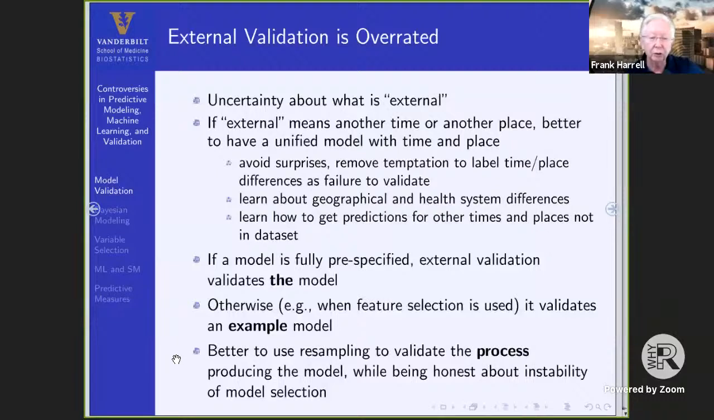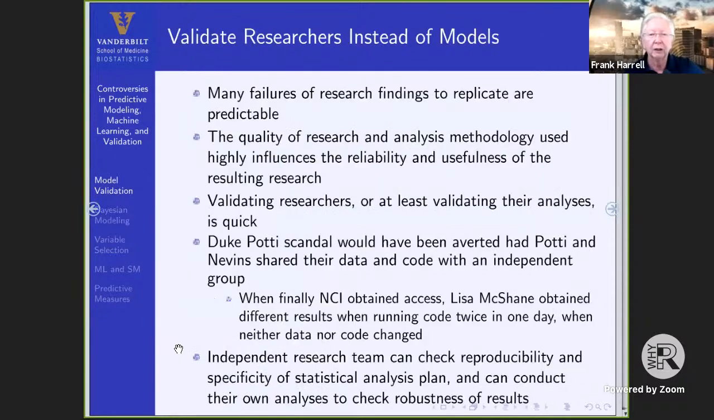Whereas if you use resampling, you're validating a process. And I think when you're doing feature selection, it's really important not to validate a single example model, but it's better to validate the process you're using. And that will be honest about instability of model selection. So resampling will repeat the process and it will find different features every time you have a resample, such as in the bootstrap or with cross-validation.